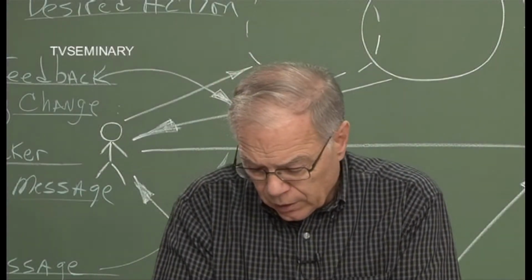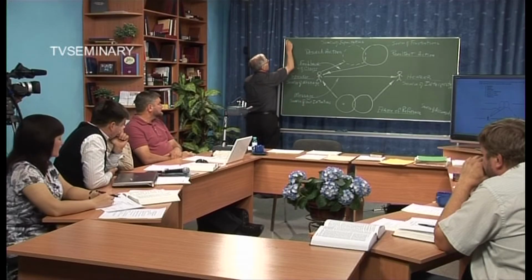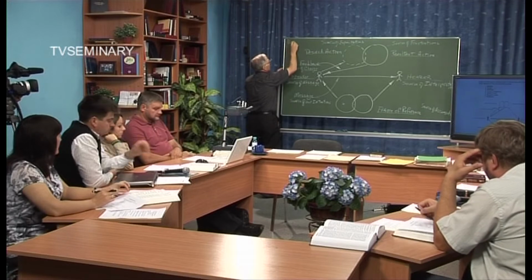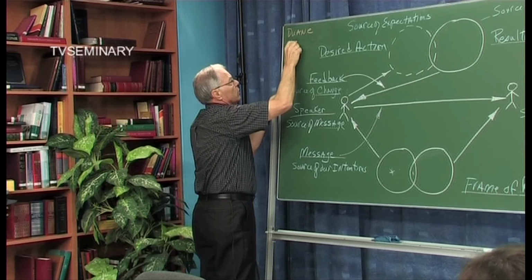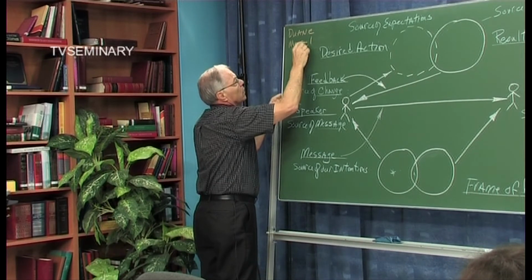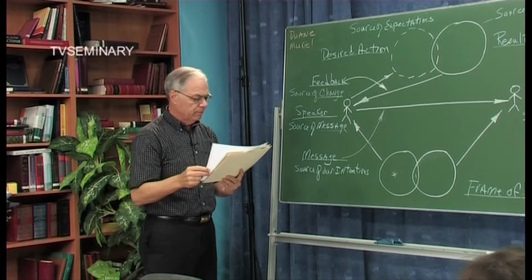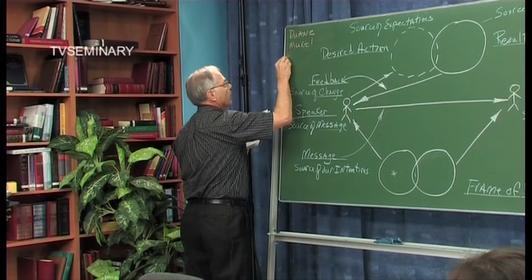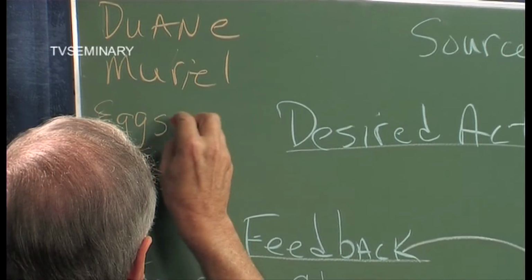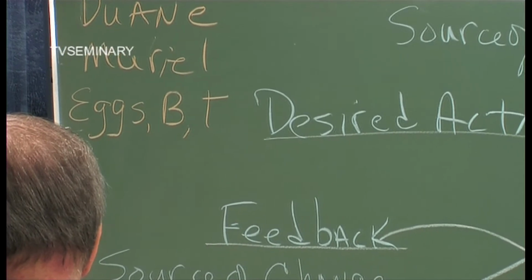Now, with that information, I want you to go back to your charts, and I want you to fill in the blanks again, only using this information. So my name, Muriel's name. Let me get the information correct here. Eggs, bacon, toast, okay. That will have a place in one of these lines.